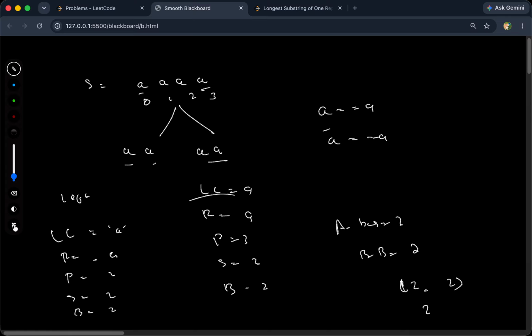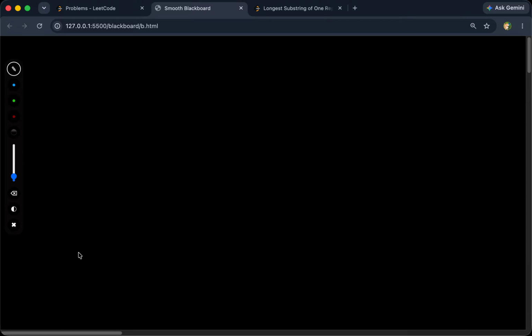Let me clear this. See, remember our problem, a query tells us to change one character at one index. So the string is a b b. Suppose the query is index 2 and the new character is a. Indices 0 1 2 3. So before it looks like this, after we change index 2 with a, it looks like this, 1 1 1 a b. Okay, so the update function's job is simple. Go to the index, change the character and update the segment tree.